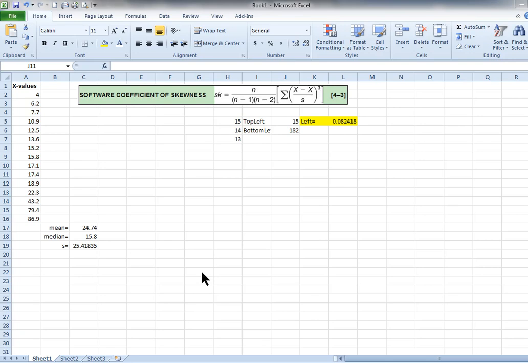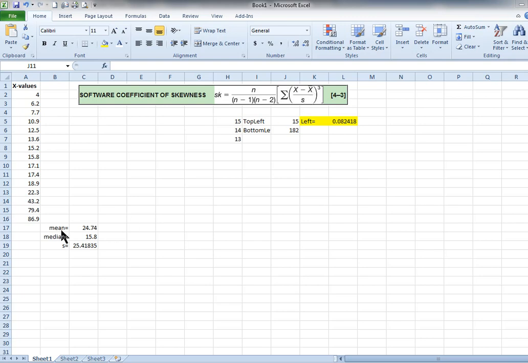So now we need to do the right-hand part, which is a little bit harder. Now, as I look at this, I see that I'm going to need the mean. I'm going to need the standard deviation. So before I get knee-deep into this side of the formula, I'm going to stop and get those values.